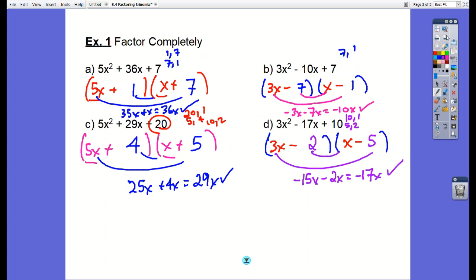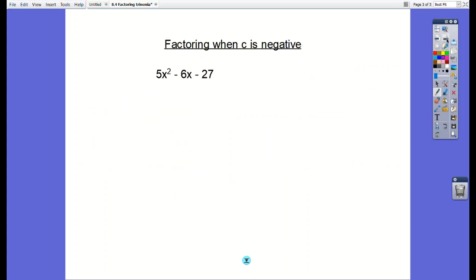Okay. Now let's move to something slightly different when C is negative. And let's do this one together. Really, someone raise your hand, what's the difference going to be in this problem? Abigail? So this makes the problem a little bit harder because our binomials are going to look like this. One's going to have an addition, one's going to have a subtraction. And that makes it tougher because there's more options of what could go on.